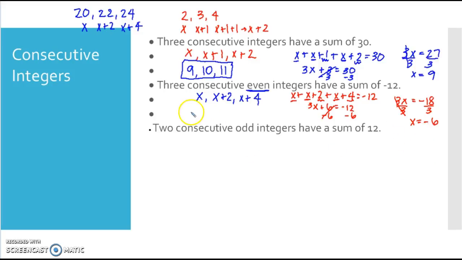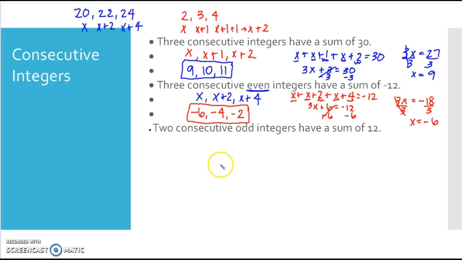Bring it around here. My first one's negative 6. Negative 6 plus 2 is negative 4. Negative 6 plus 4 is negative 2. Alright, double check. Negative 6 plus negative 4 is negative 10. Negative 10 plus negative 2 is negative 12. So my consecutive integers are negative 6, negative 4, negative 2.